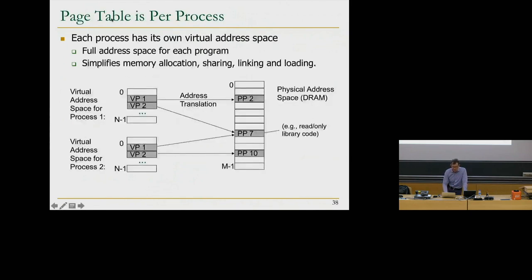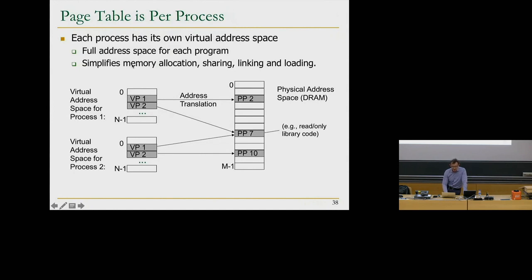Okay, so basically, page tables per process. Each process has its own virtual address space. So this is process one. It has a page table. This is another, process 2. It has a page table, and they go through address translation mechanisms. So each process sees the full address space, virtual address space, of course.